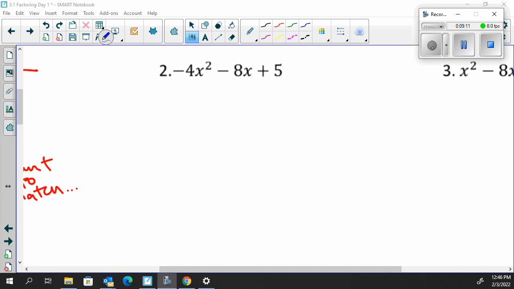Alright, here we go, guys. We're going to do this one. I'm going to run through this one a little bit faster than the last one, so kind of follow along with the process. A times C, first times last. Negative 4 times 5 is negative 20.